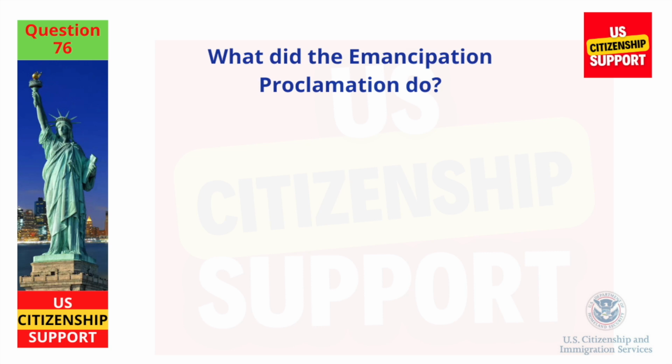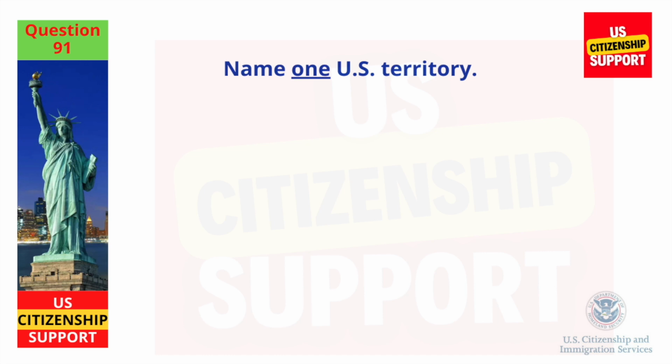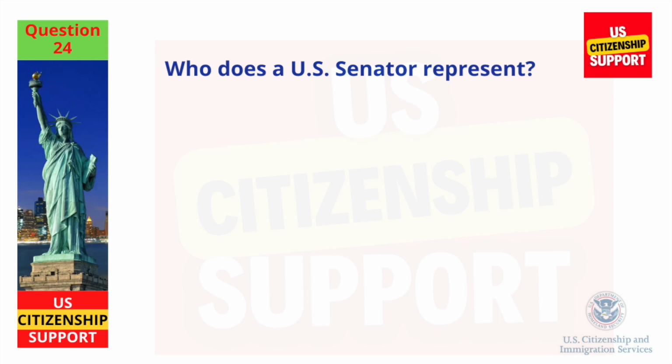What did the Emancipation Proclamation do? Freed the slaves. Name one US territory. Guam. Who does a US senator represent? All people of the state.